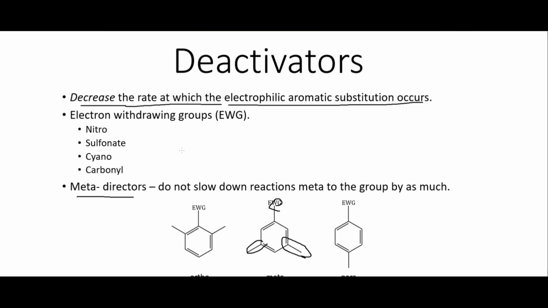So some of the electron withdrawing groups, the one that gets used quite often is nitro groups, but we can also have sulfonate, cyano, and carbonyl. We'll be looking at mostly the nitro group. We'll take a small look at carbonyls, but all of these kind of work in the same way.